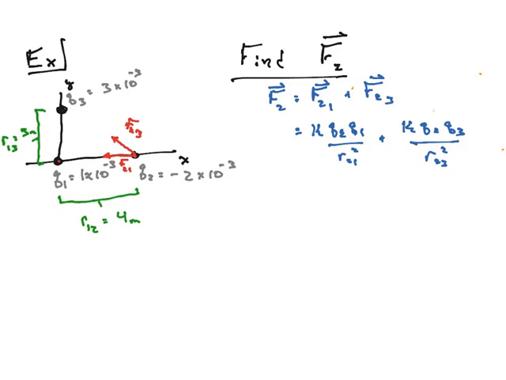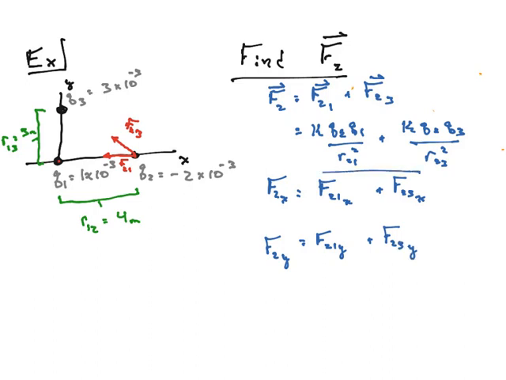So technically, what I should be writing is that the force F2 is going to have two pieces, the x piece and the y piece. The x piece of F2 is going to be the x piece of force 2-1 plus the x piece of force 2-3. And the same for the y's. The y piece of the force is going to be the y piece of 2-1 plus the y piece of 2-3. Okay, so that means this is what I want to do.